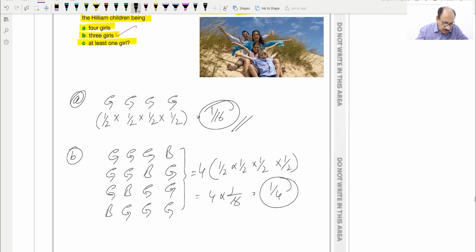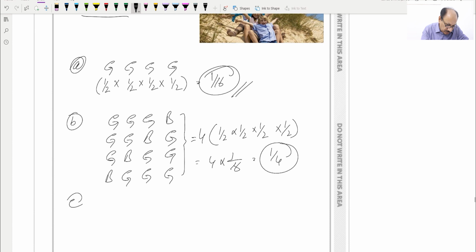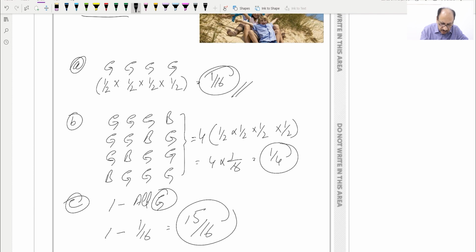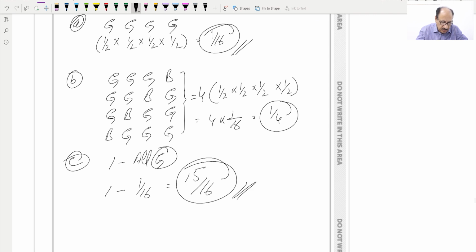Now the C part says at least one girl. So for at least one girl, we will be taking the complement. We will be taking 1 minus no girl. So no girl will be what? 1 minus all girls, not no girls, all girls. So 1 minus all girls probability is 1 by 16. So 1 minus 1 over 16 will be 15 over 16, and this will be the probability for this question. Hopefully you understood this. This was a simple question.